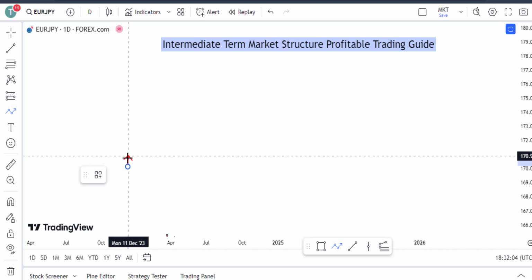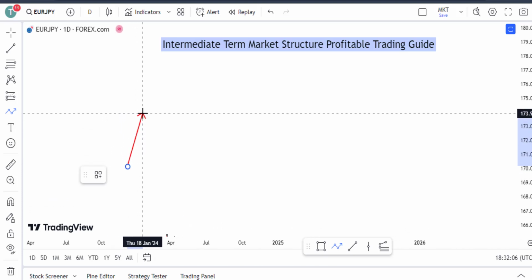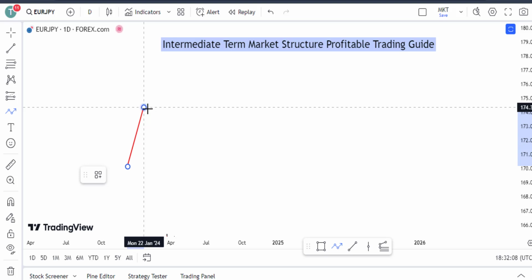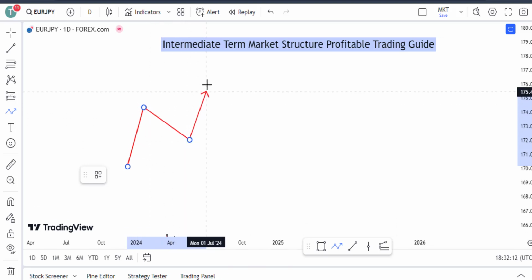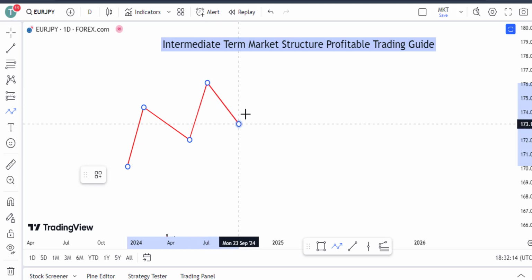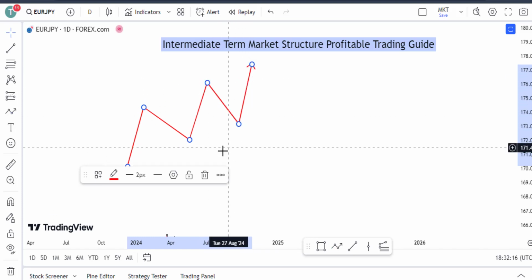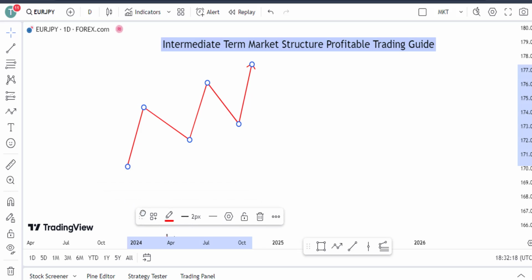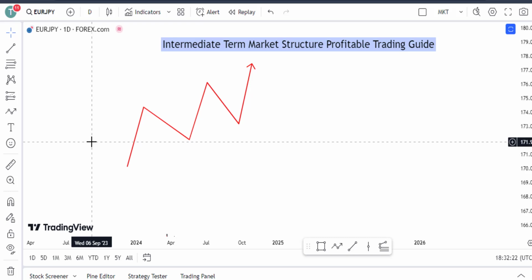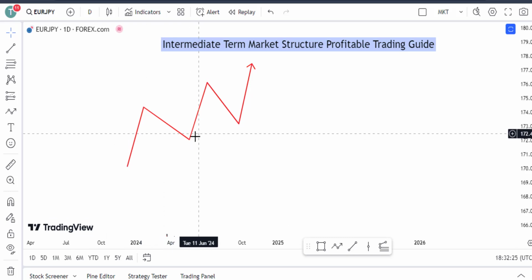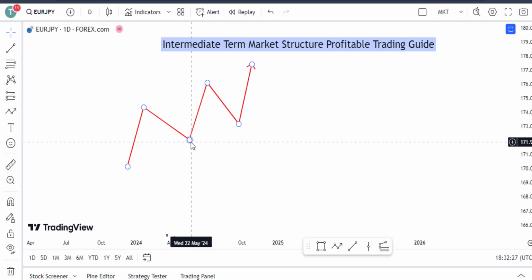When price creates a low in the market, and price creates a high, and price creates a low, and price creates a high, creates a low, creates a high. This is called short-term highs and lows. Are you getting what I'm saying? This is called short-term highs and lows in the market.